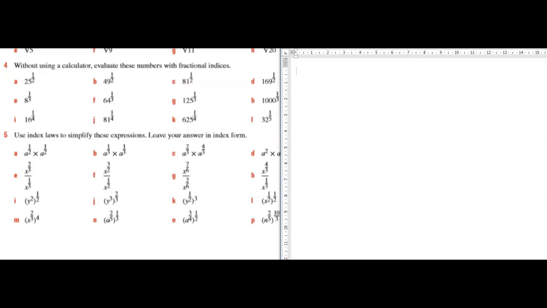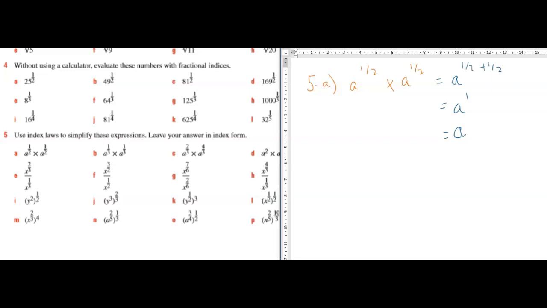So question 5. So we've got a to the power of a half times a to the power of a half. So remember, when you're multiplying the same base, the base stays the same and you add your powers. So a half plus a half is 1. So that answer is just 1. Oh, not 1, sorry, a. Let's make it look like an a.